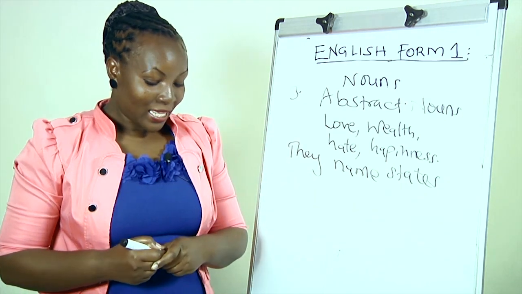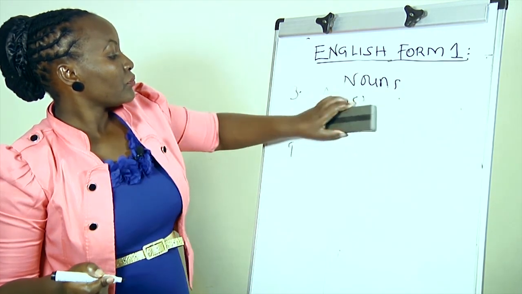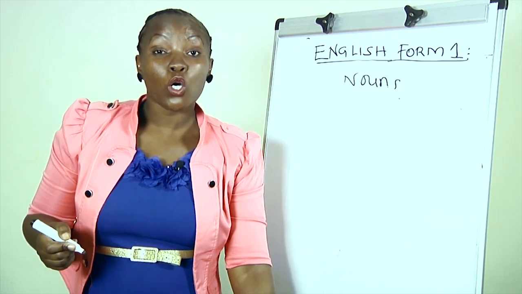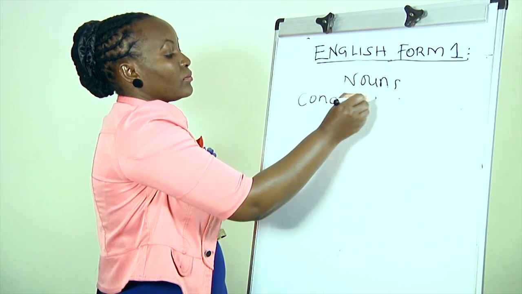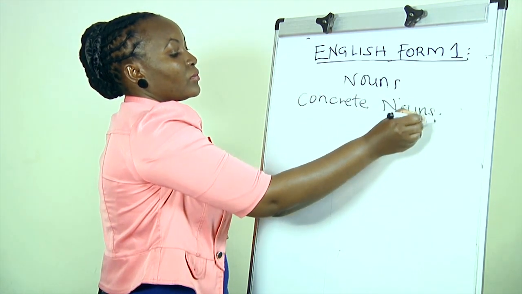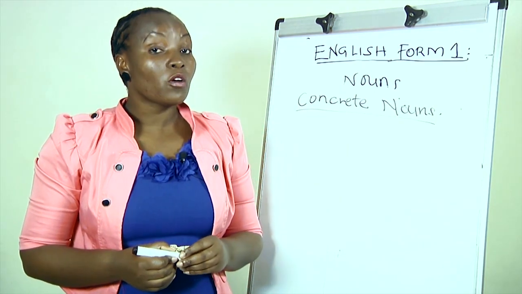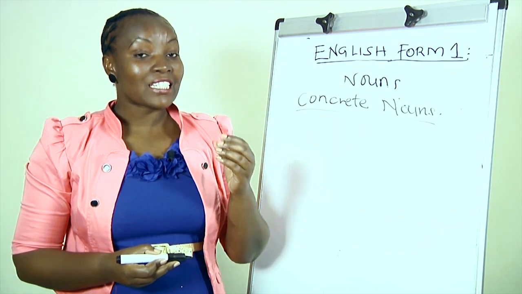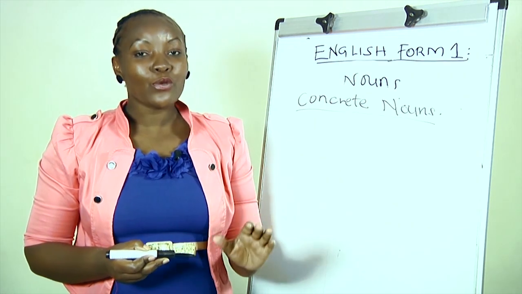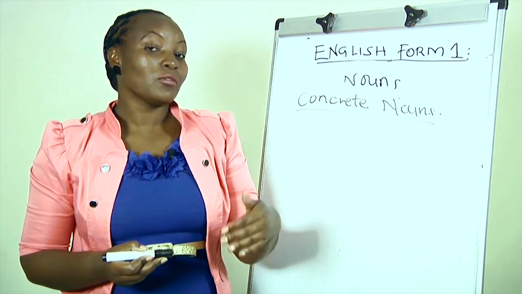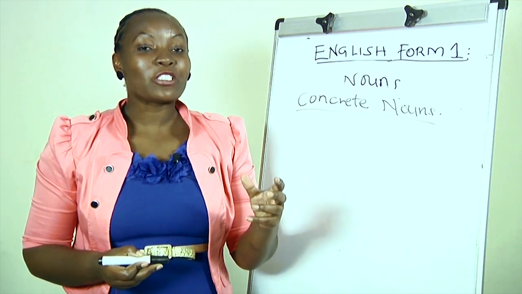abstract nouns? So the other group I want to look at, which is the fourth group, is what we call concrete nouns. Now, concrete, basically we would look at it as the opposite of abstract, because concrete is something that is tangible. You can touch it, you can see it, you can even tell the color. Unlike abstract, where you could not even tell the color of wealth, the color of love, when it comes to a concrete noun, you can see it, you can even smell it, you can touch it.